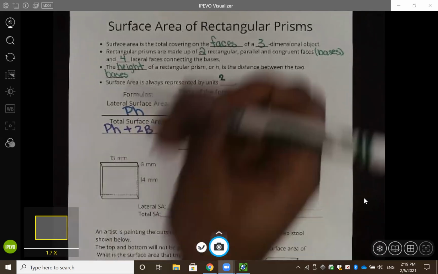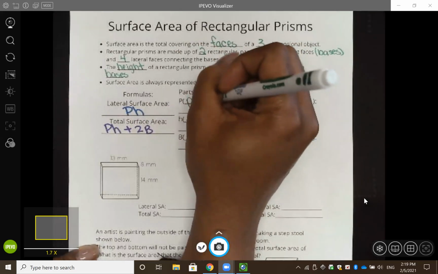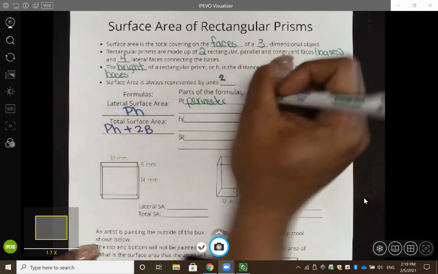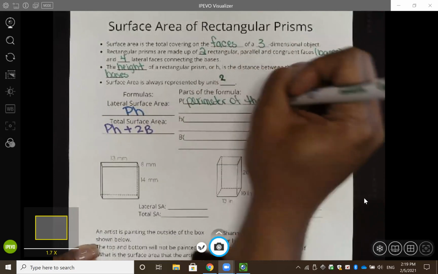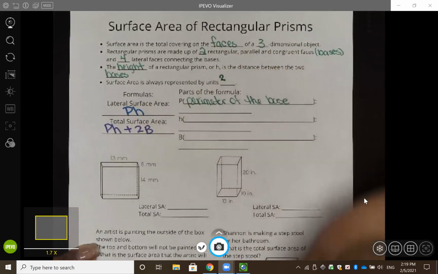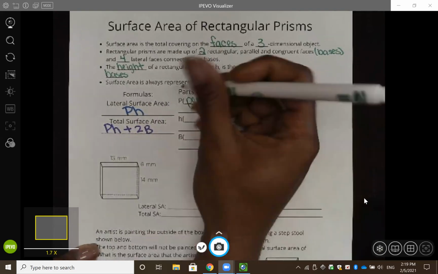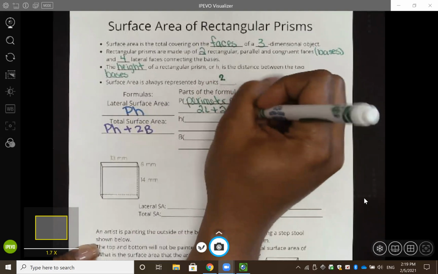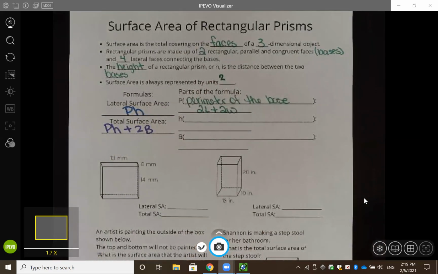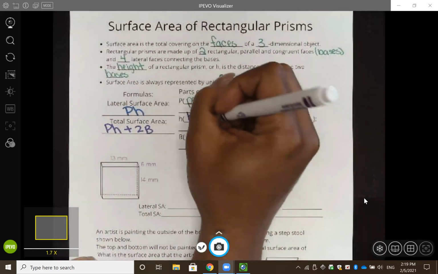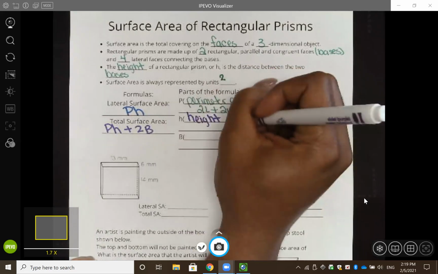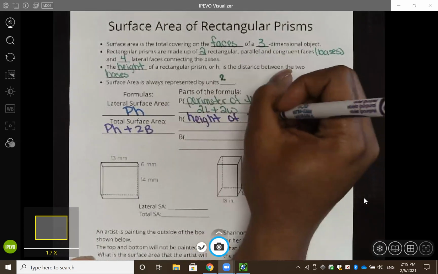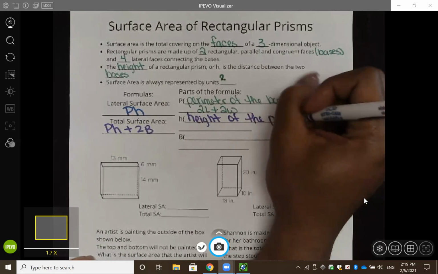The P is the perimeter of the base. And for a rectangle, to find a perimeter, remember you basically do 2 lengths plus 2 widths. So 2 times L plus 2 times W is how you find the perimeter of a rectangle. Your H is the height of the prism.